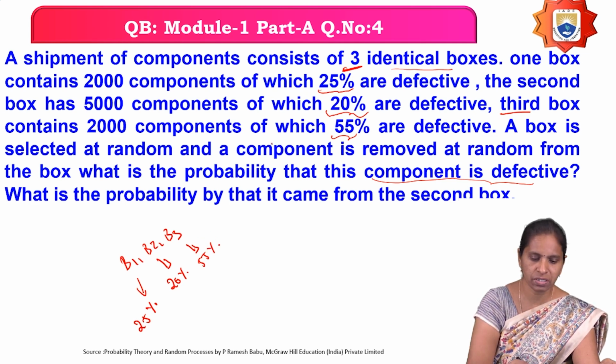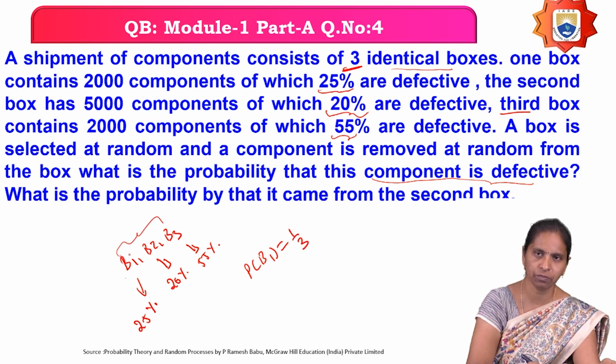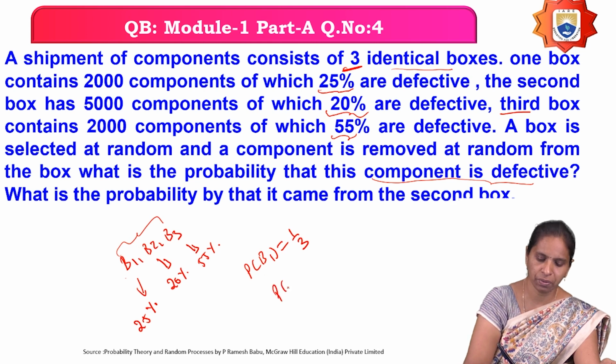After that, a box is selected at random. So how many boxes are you having? 3 boxes. Then what is the probability of selecting the box B1? Nothing but 1/3. Totally having 3 boxes, out of that you have to select 1 box. Then the probability of selecting box B2 equals 1/3, and the probability of selecting box B3 is nothing but 1/3.